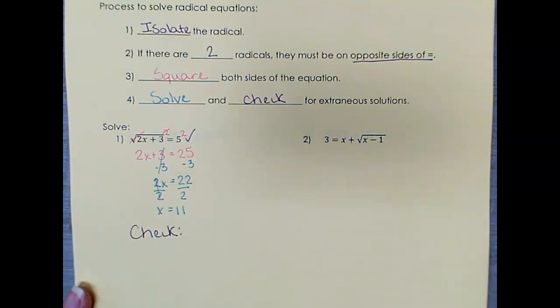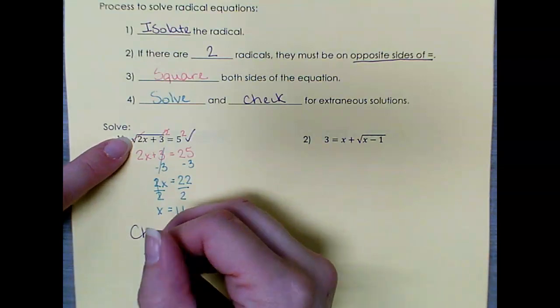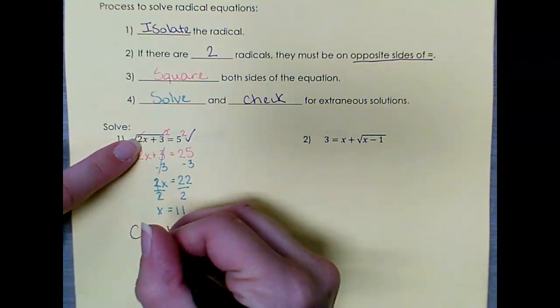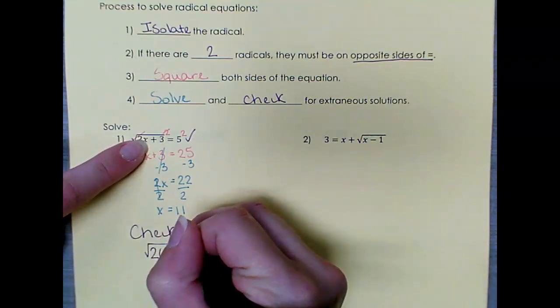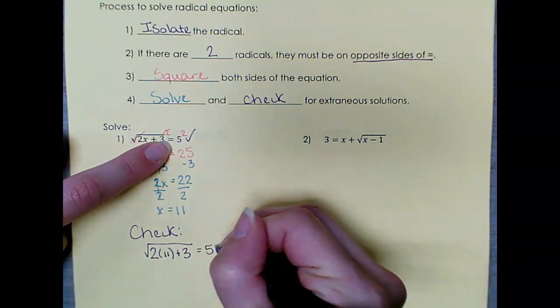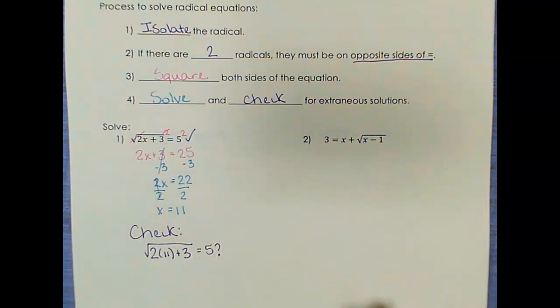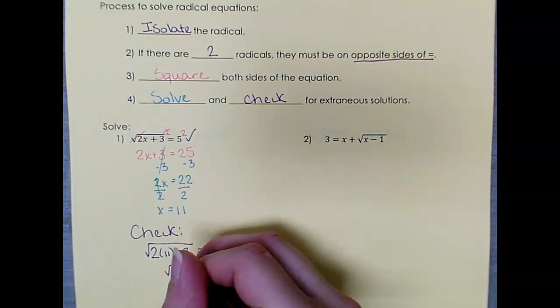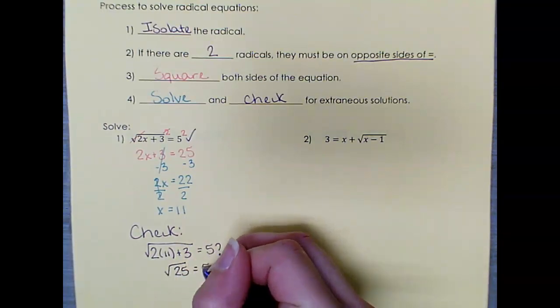And in order to check, I'm just going to substitute 11 in place of x. So we have the square root of 2 times x, which is 11, plus 3, and that should equal 5. I don't know if it does, but it should. So PEMDAS tells me under the radical, I do that first, and I do the multiplication. 2 times 11 is 22. 22 plus 3 is 25, and the square root of 25 is 5.